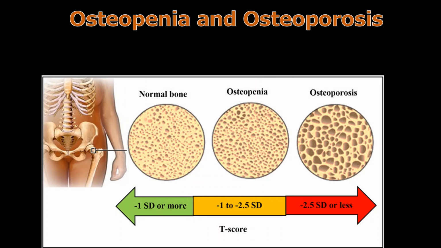Osteopenia. Penia refers to a deficiency of something. So an osteopenic person would have some of their normal bone density missing or have gone away, right?